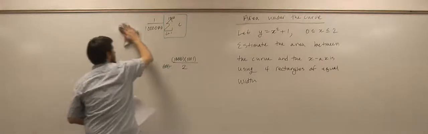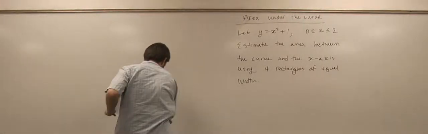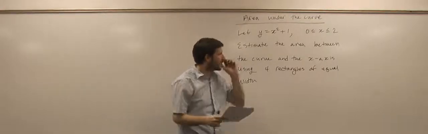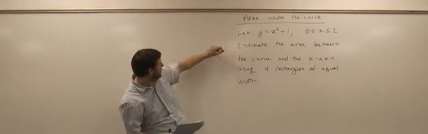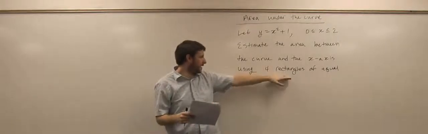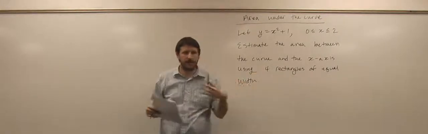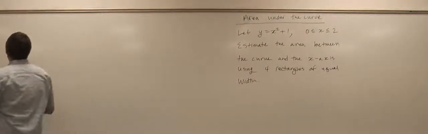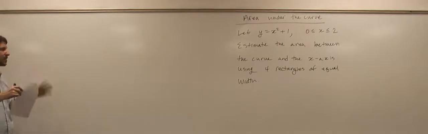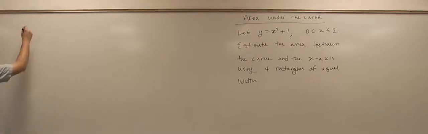Now, the point of this example is to show you how ambiguous the statement is, because just saying 4 rectangles doesn't really give you enough information to specify exactly one area. So let me show you what I mean.